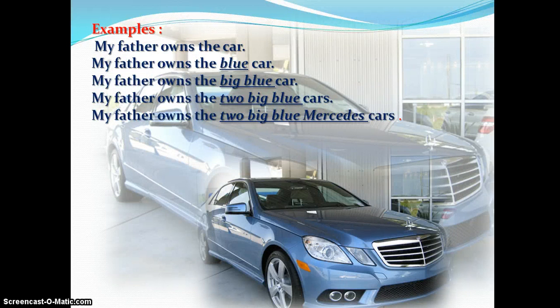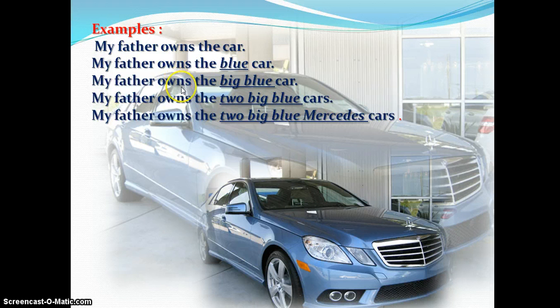Now what are the examples we have? The first example here is my father owns the car. The noun here is car. Now we are going to describe the noun car using several adjectives. The second sentence says my father owns the blue car. You see, we've added the word blue, and it has added more meaning to the word car. So my father doesn't just own a car, he owns the blue car.